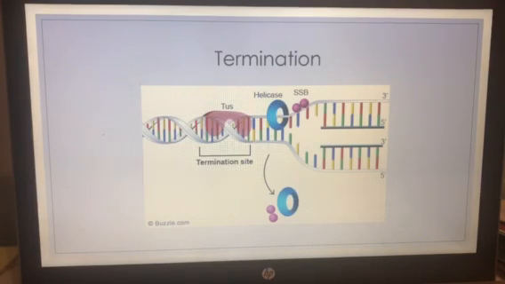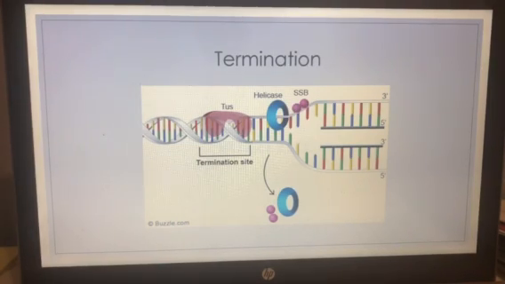Lastly, our third step is the termination step. The termination step occurs when two replication forks meet on the same stretch of DNA. There are a couple of things that happen here, and they're not all in the same order. Basically, the forks start to converge until all intervening DNA is unwound, and any remaining gaps are filled and ligated.